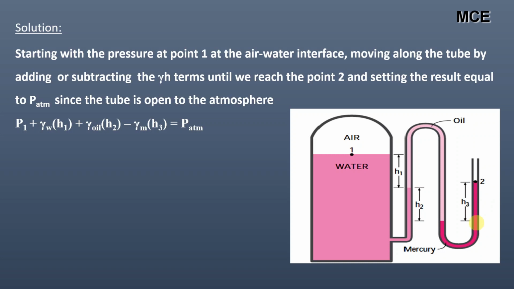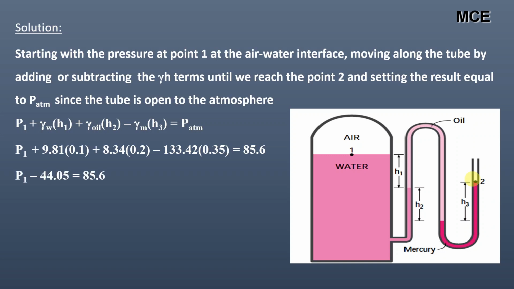Since we are moving in upward direction, it will be minus gamma m into H3, and finally the result would be set equal to atmospheric pressure. Putting values of unit weights and solving the equation, we get the pressure at point 1 equal to 129.65 kilopascal. So this represents the procedure how to calculate pressure using manometers.